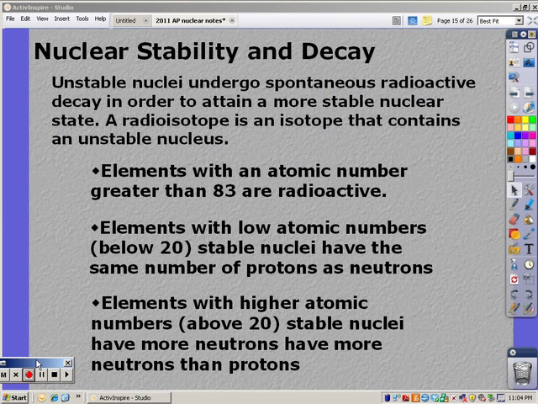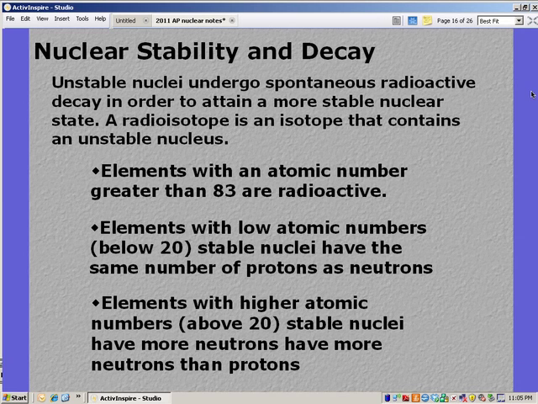Elements with an atomic number greater than 83 are radioactive. Elements with atomic numbers less than 20 want to have equal protons and neutrons. Elements with higher atomic numbers need more neutrons to protons in order to be stable. There are some exceptions to this, but for the most part, the elements below 20 have equal protons and neutrons.